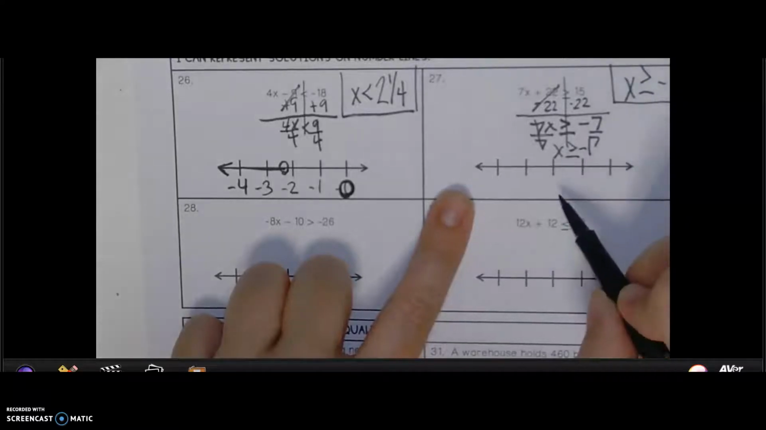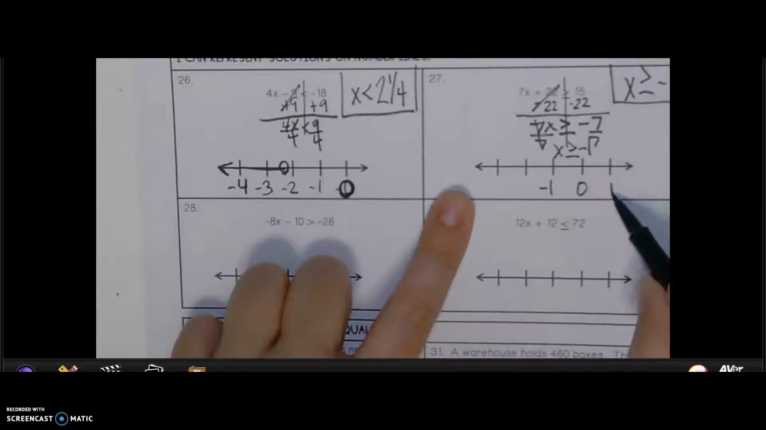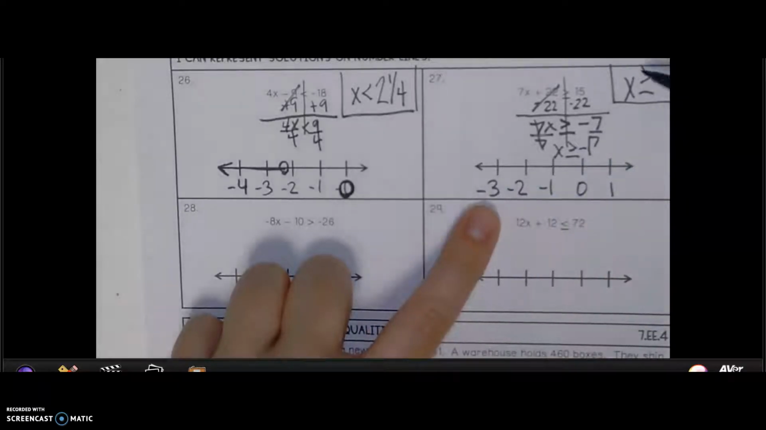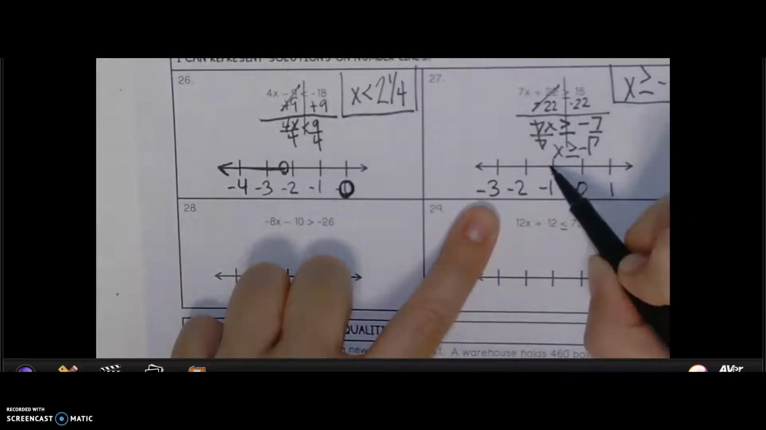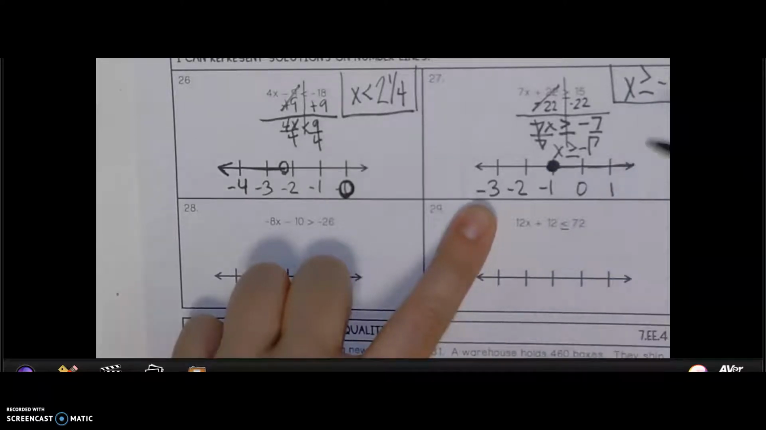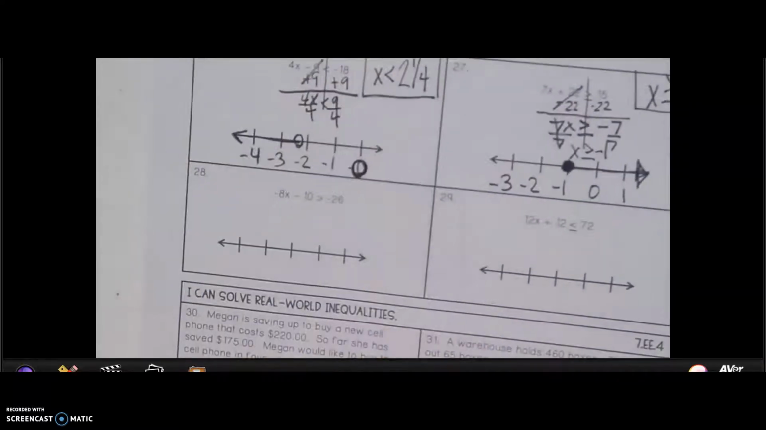Okay, so this time on our number line, if this is negative 1, then this is 0, and this is 1, this is negative 2, this is negative 3. x is greater than or equal to negative 1. So we would say that this is a closed circle because it is included in the solution, and everything to the right of negative 1 would be included as a solution.